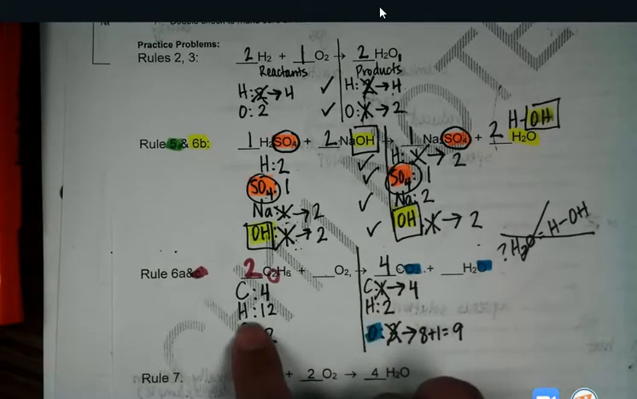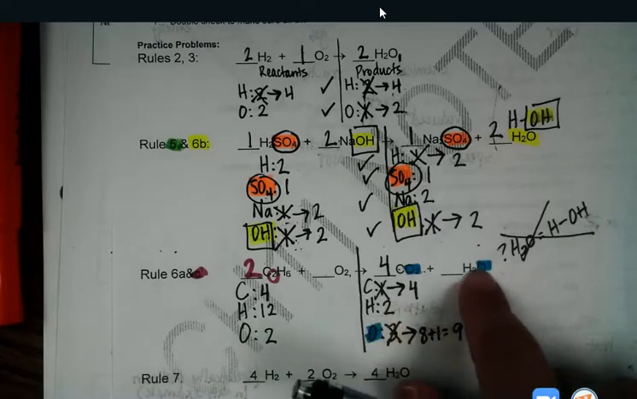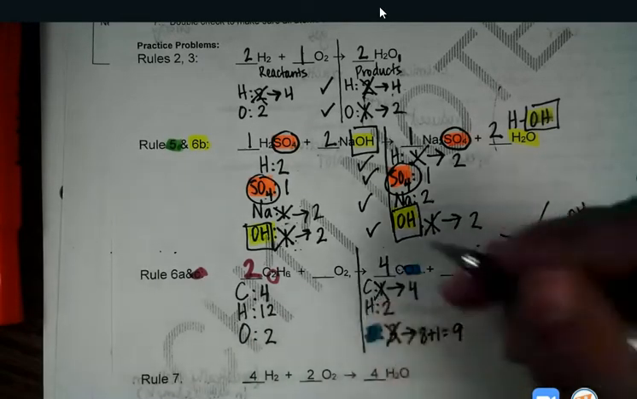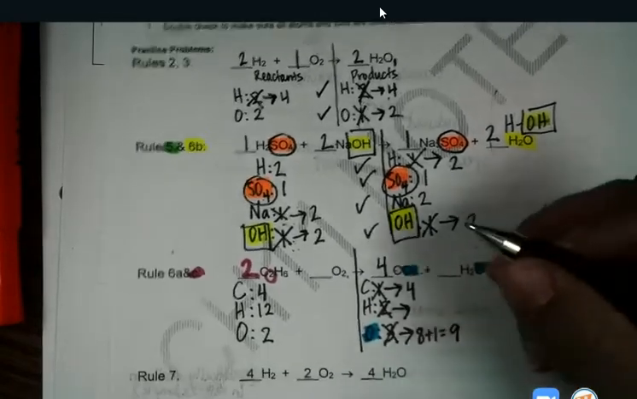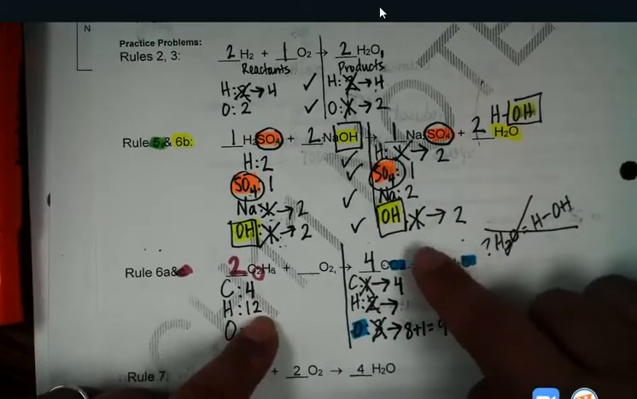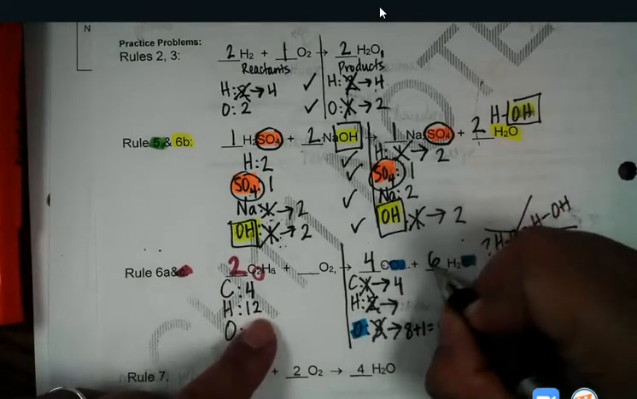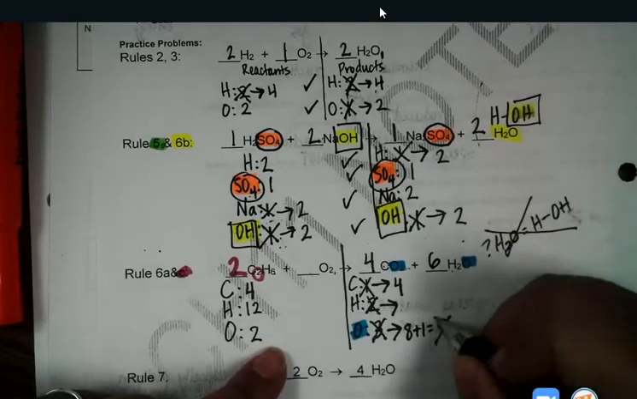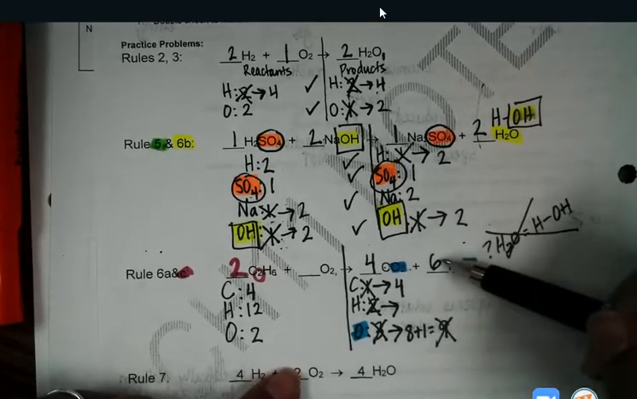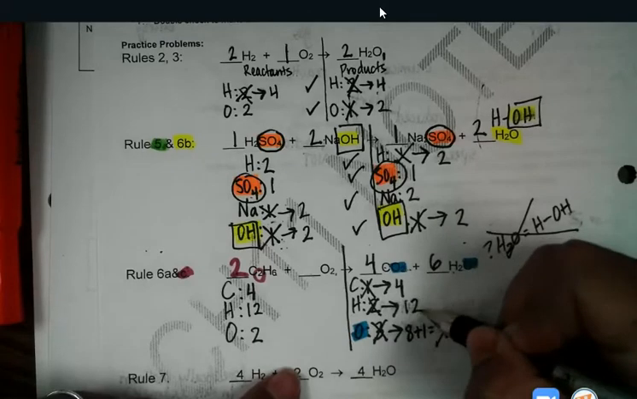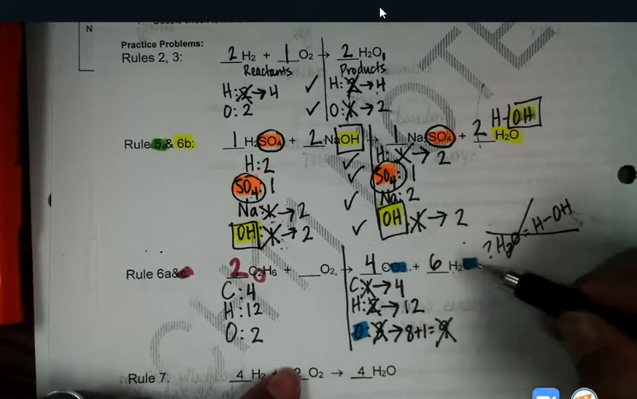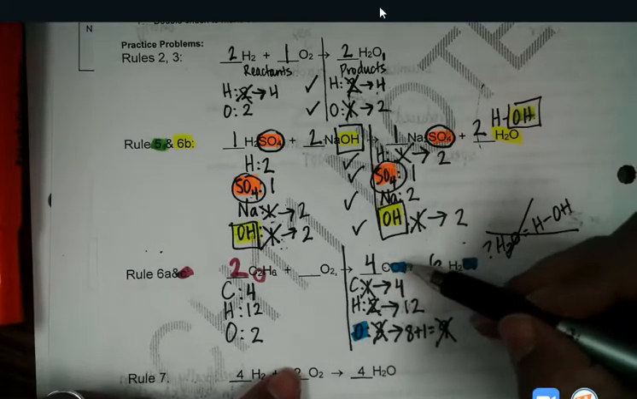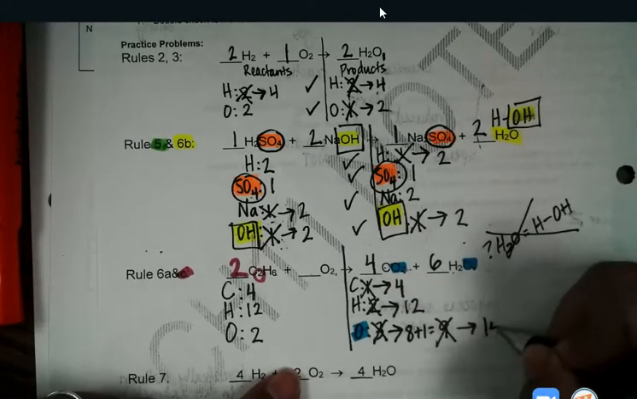So now I start with my hydrogen. I have 12 here, 2 here. So I ask myself, how can I get 12? So I don't look at this number, cross that out. I need to get a total of 12. 2 times what gives me 12? 6. When I do that, that's going to change H and O. So I also have to cross out the O. Hydrogen now is 6 times 2 is 12. Oxygen, 6 times the 1 here is 6, plus 4 times 2 is 8. 8 plus 6 is 14.